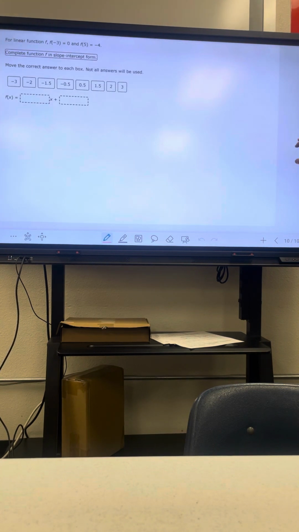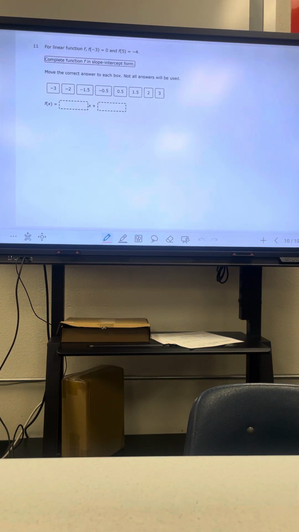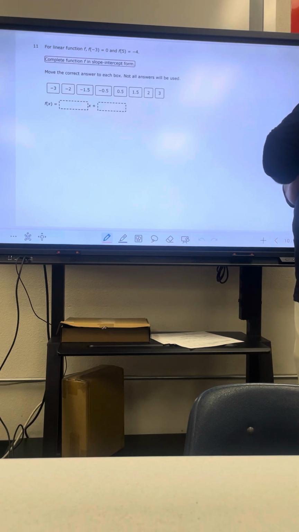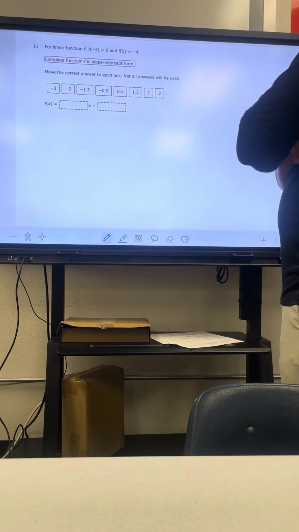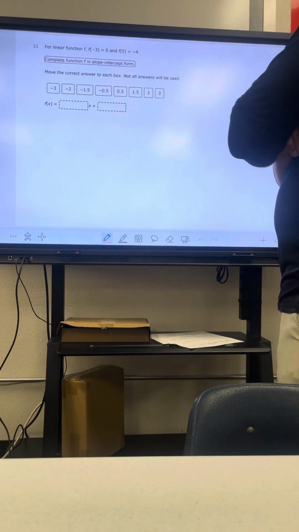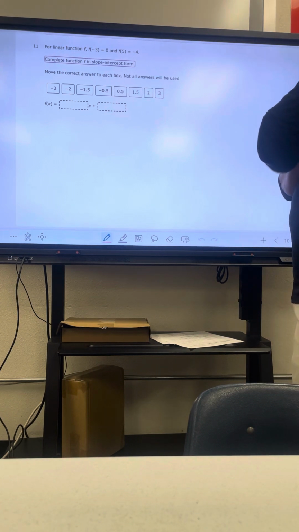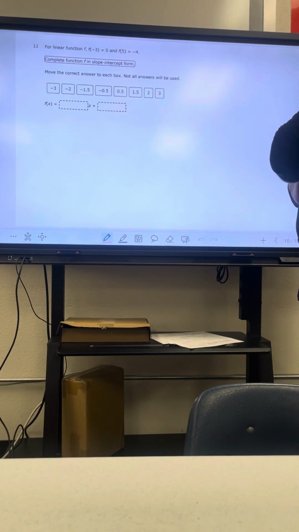All right, question number 11. This is another one we have not done before, or had a lot of work on, so that's why I thought I'd put it on here, and I'll walk you through this one. It says for a linear equation, f of negative 3 is equal to 0, and f of 5 is equal to negative 4. It says complete function f in slope-intercept form.